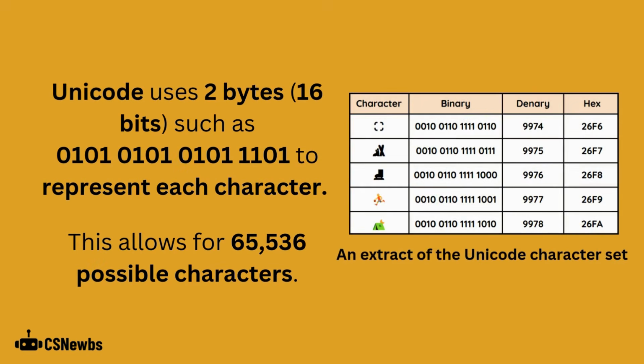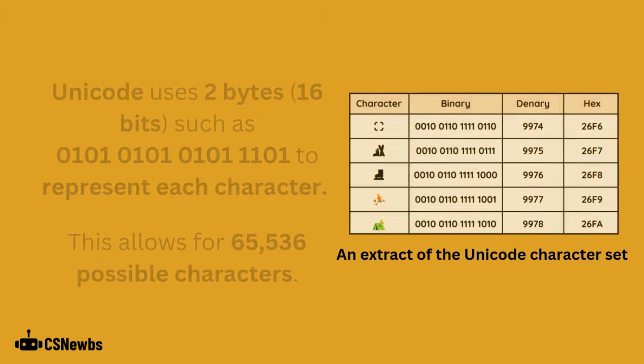Unicode uses 2 bytes, which is 16 bits, to represent each character. This allows for 65,536 possible characters. In the extract of a Unicode character set table here, you can see 5 different characters, with their binary, denary, and hexadecimal equivalents, none of which you need to memorize for any exam.